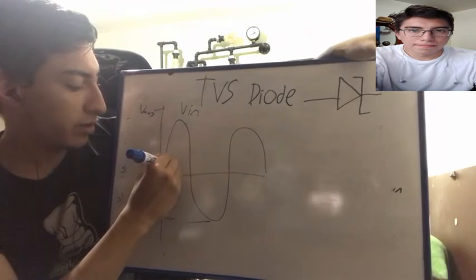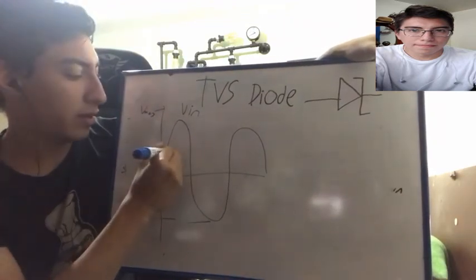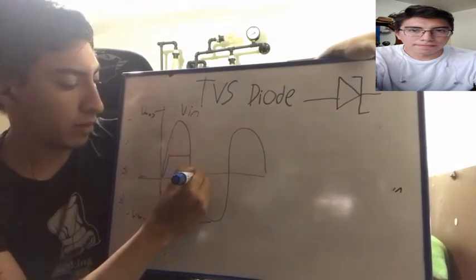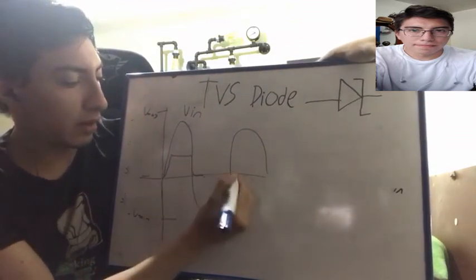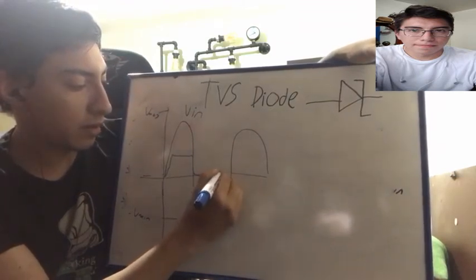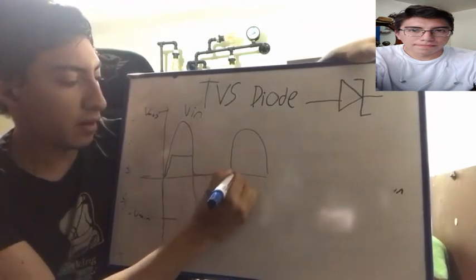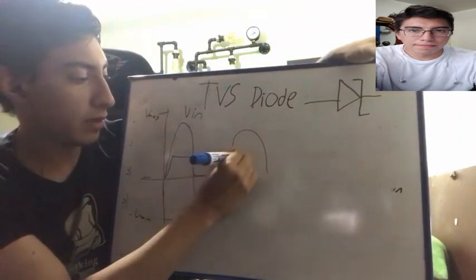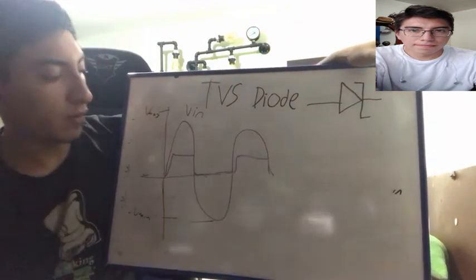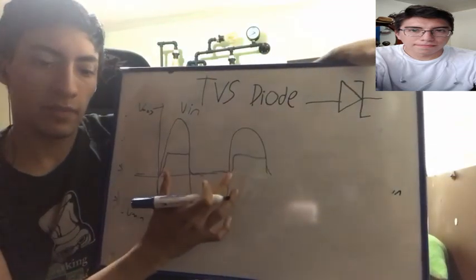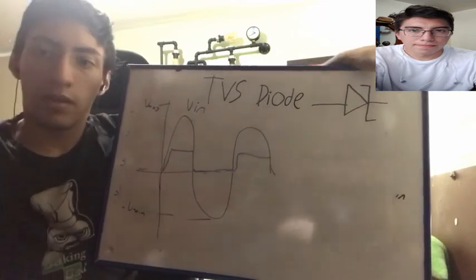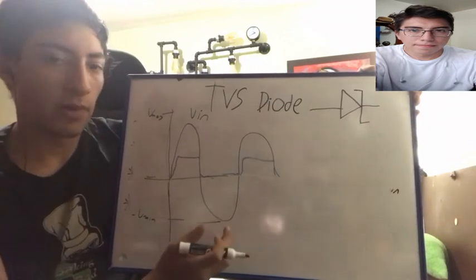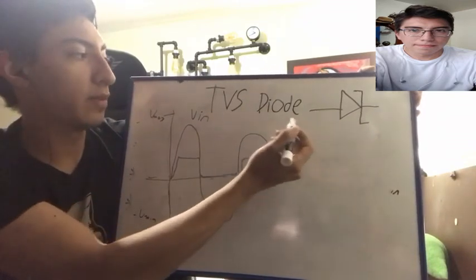It will reach a maximum voltage, and then it will clamp it, and it will not let any negative voltages enter the main circuit. I'm sorry, here it is again like this. It will cause this effect. This is the clamping effect. This is true for a unidirectional type of TVS diode.